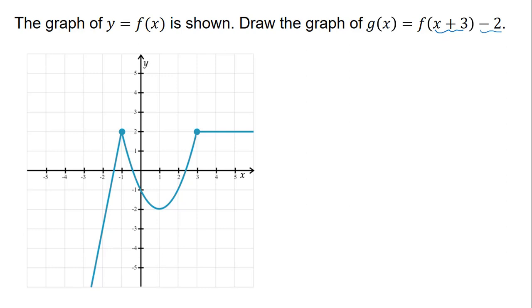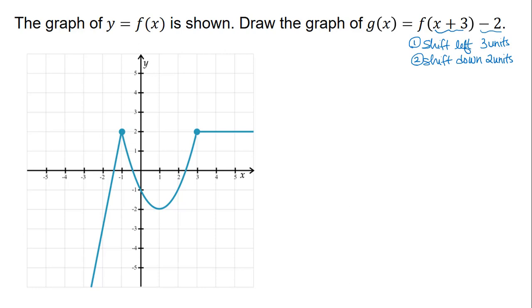The inside change of a plus 3 means that the graph will shift left 3 units. And then the minus 2 tells us that the graph will shift down 2 units. And remember that we have to do the changes that impact x first, so we'll shift left and then down. When we're given a graph, we need to identify points on the graph and then move each of those points to the corresponding point on the new graph. So I'm going to first identify some points on this particular graph.